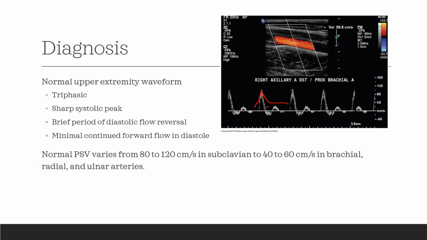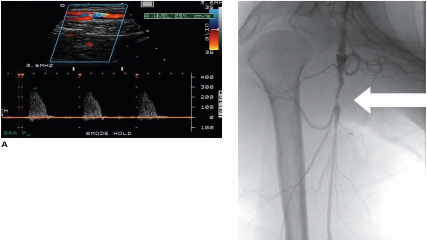Okay. Now, normal peak systolic velocities are going to vary from 80 to 120 centimeters per second in the subclavian, all the way down to 40 to 60 centimeters per second in the brachial, radial, and ulnar arteries. So our highest velocities are going to be proximal, close to the heart, and then those velocities are going to decrease as we go farther out into the extremity.